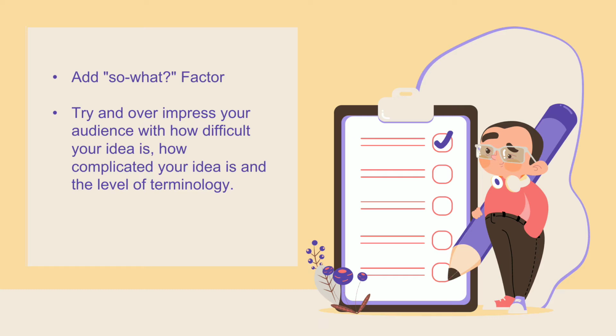What you have to avoid is trying to over-impress your audience with how difficult your idea is, how complicated your idea is, and the level of terminology. It's very tempting to use a lot of jargon, and a good question to ask is, what do they need to know? What will they be most interested in knowing? You want to communicate it in a way that will excite people.